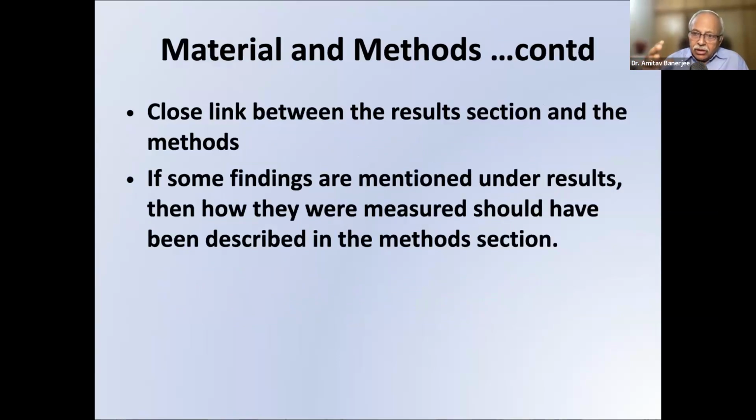And whatever is described in material and methods should come in the results. You have taken height, you have taken weight, so those should be used. Or you have taken height and weight, and BMI was never reported. Or the other way around, you are mentioning BMI in the results and height and weight are not mentioned in the methods, how you measured it. So there is a close link between the results and methods. If some findings are mentioned in the results like BMI, then how they were measured should have been described in the method section.